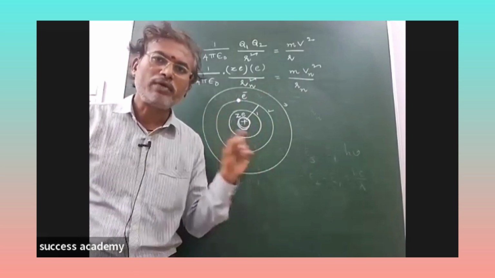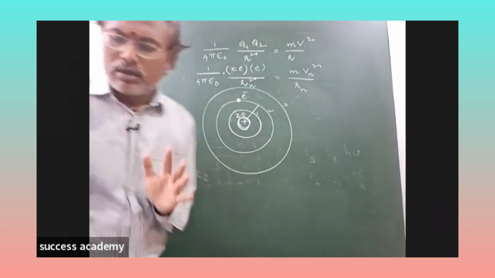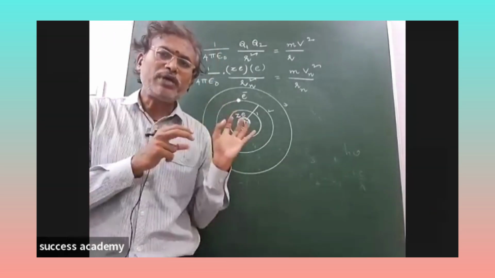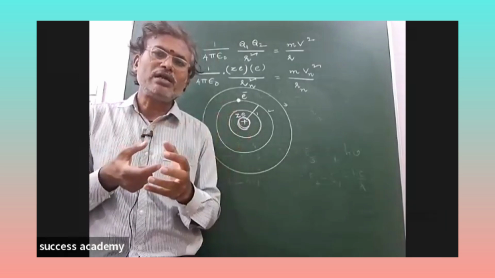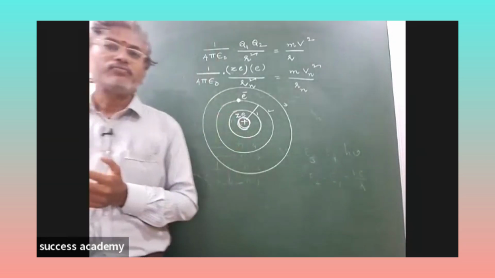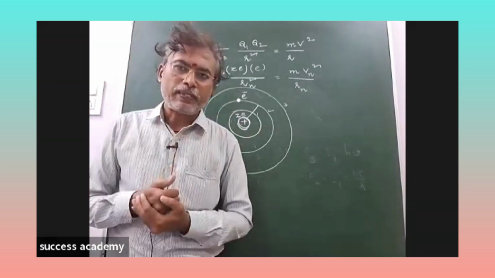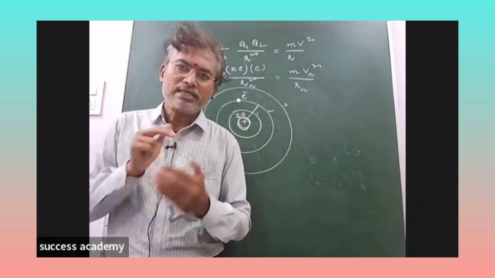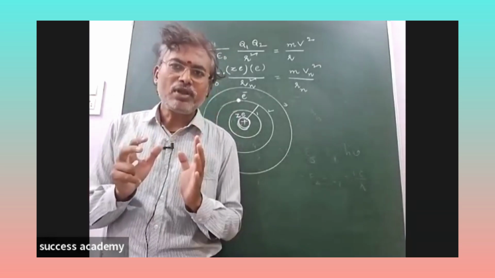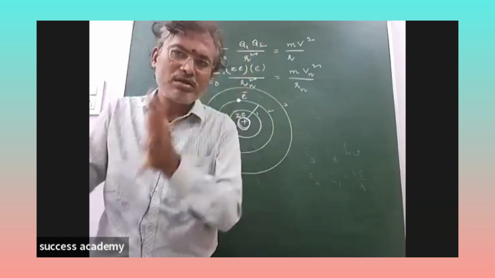Once again I'm repeating this. Listen carefully. Now I'm explaining this topic by using another topic related to gravitation. How do we consider that? Listen, the earth is revolving around the sun. When the earth is revolving around the sun, how is it revolving?